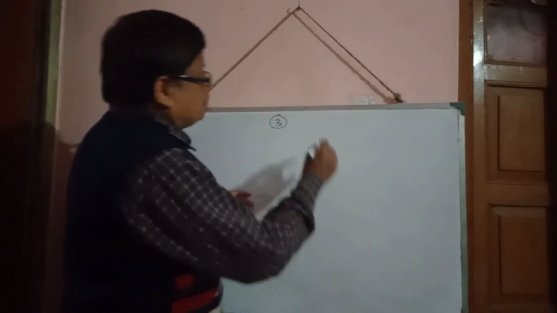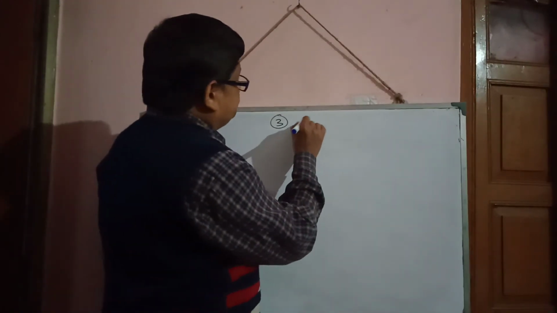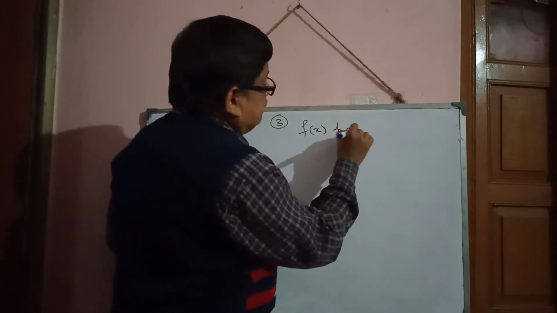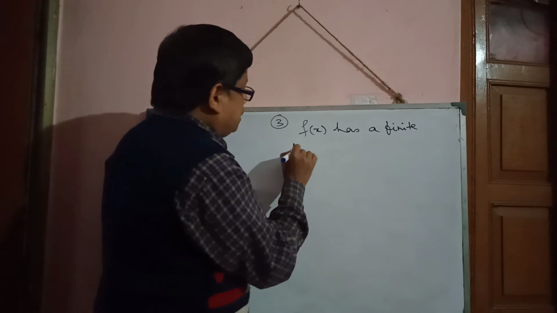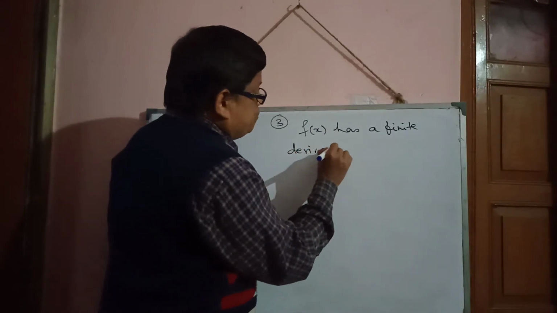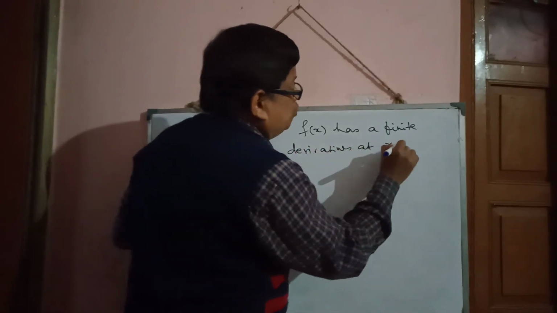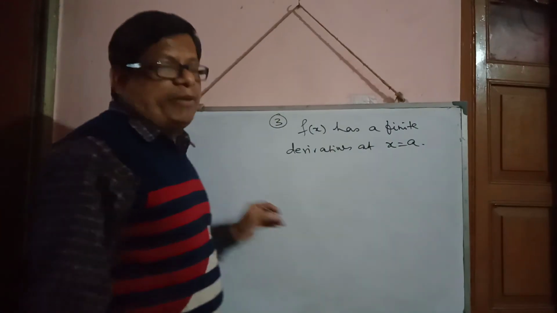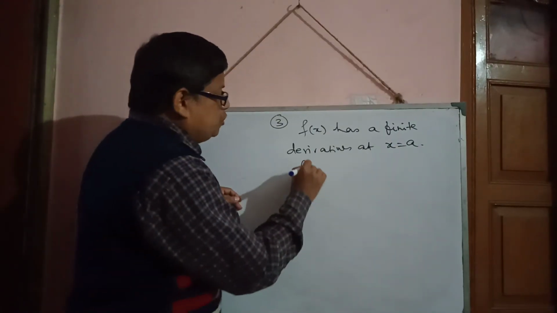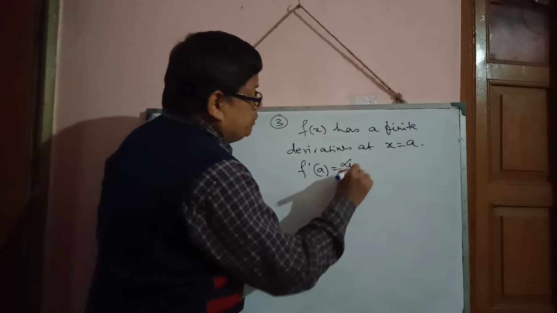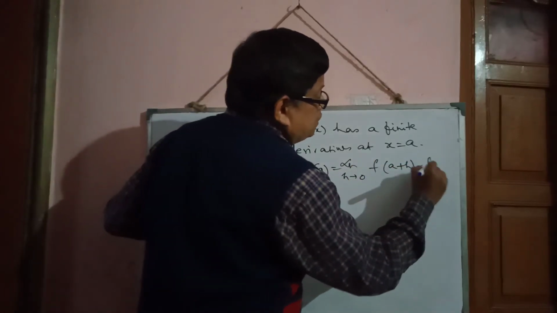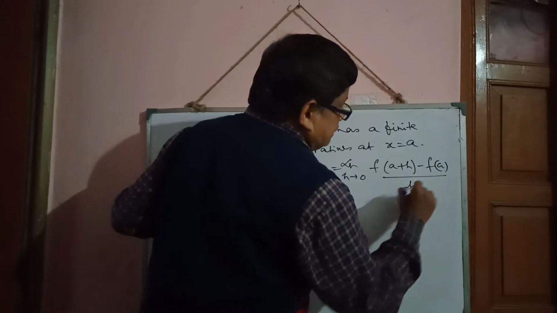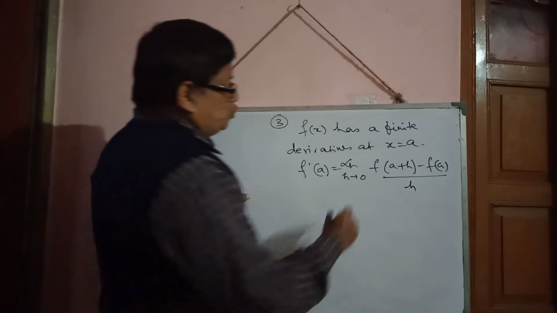Suppose f(x) has a finite derivative at x equal to a. So by definition, all of you know f'(a) equals limit h tends to 0 of f(a plus h) minus f(a) by h. Okay, so this is a finite derivative.